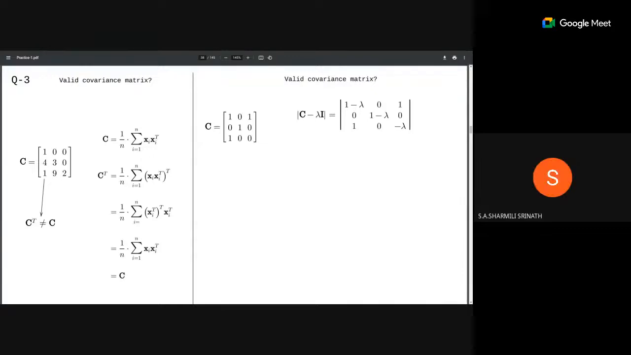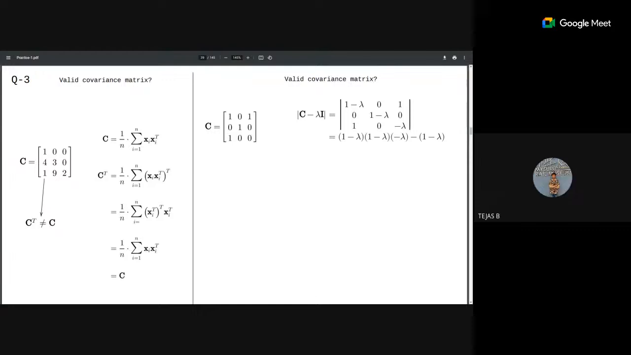You'll have to work it out, right? So let's go through the steps one by one. Just algebra, but anyway, let's do that. So 1 minus lambda into 1 minus lambda into minus lambda, that is what you will get. And this term is 0. So if you expand it along the first row, you'll finally end up with 1 into minus 1 minus lambda. Can someone tell me if this is the correct expression for the determinant?